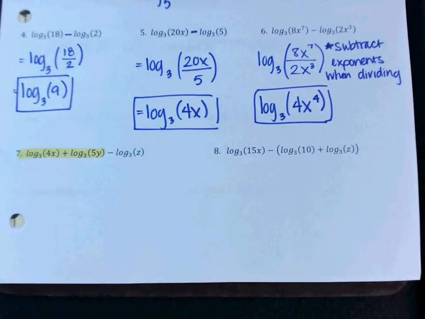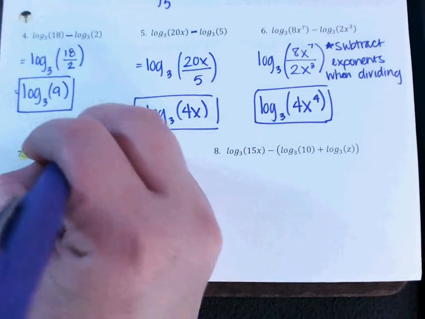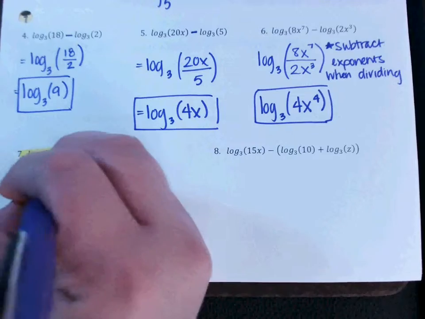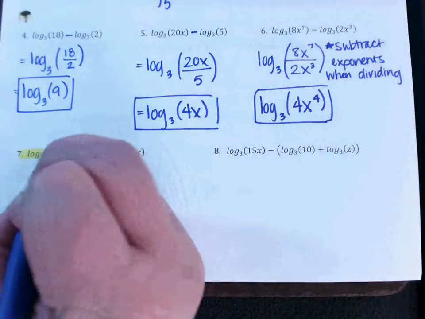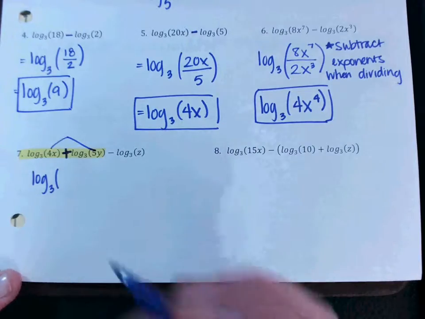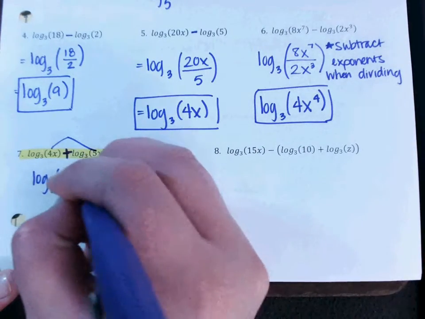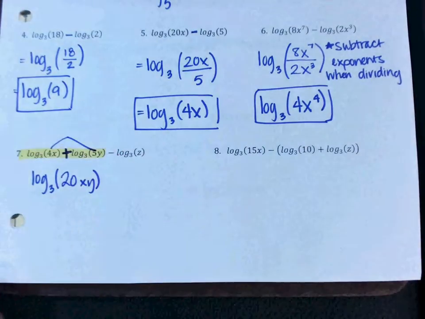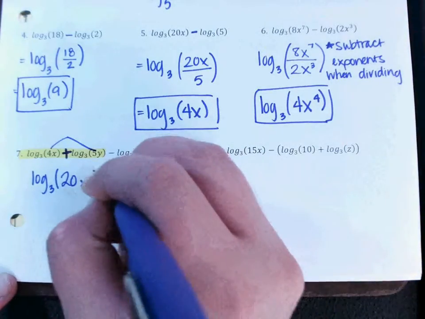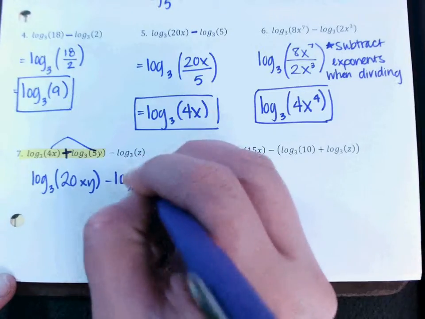Multiply, correct, because what's in the middle? A plus. So log base 3 of, and then what is 4x times 5y? 20xy. Very good. Okay, so I put those two together. I get 20xy, but I still have a minus log 3 of z.